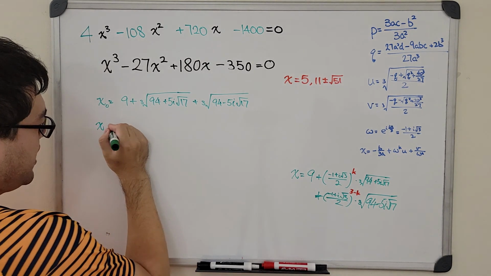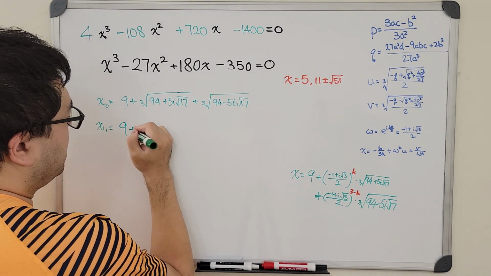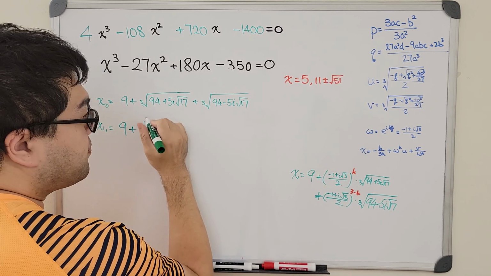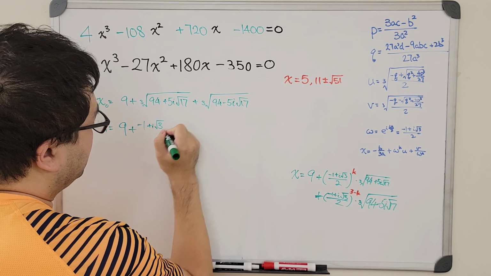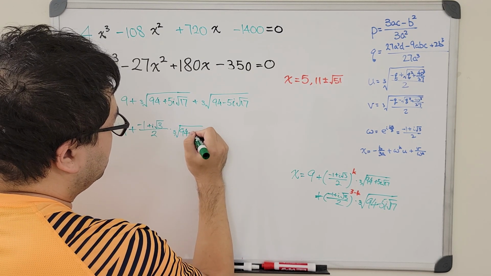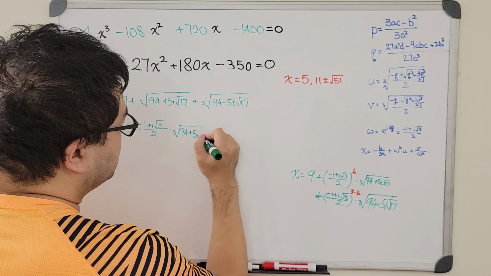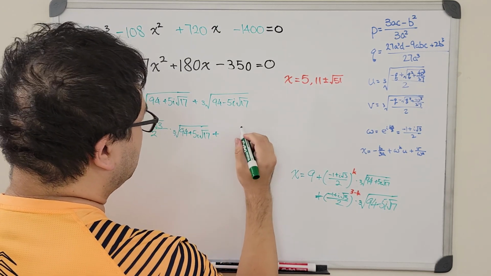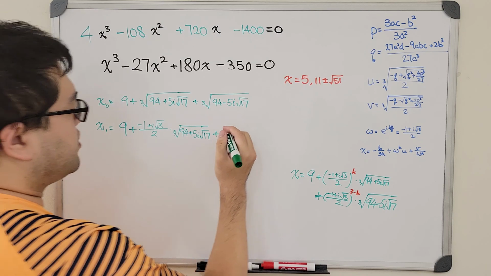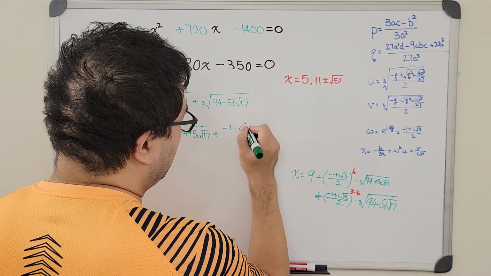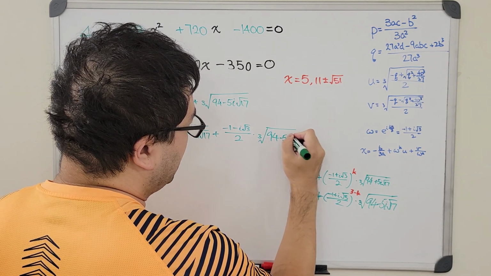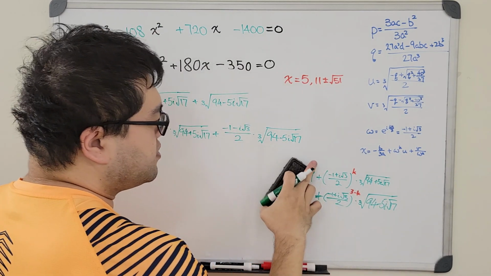And if we substitute k equals 1, we will get 9 plus, now we have to substitute the omega, (-1 plus i radical 3) over 2 times the first part, which is the cube root of 94 plus 5i radical 17, plus, and again we will multiply the two copies of the unity here, so we will actually get (-1 minus i radical 3) over 2 times the cube root of 94 minus 5i radical 17. And that's our second answer.